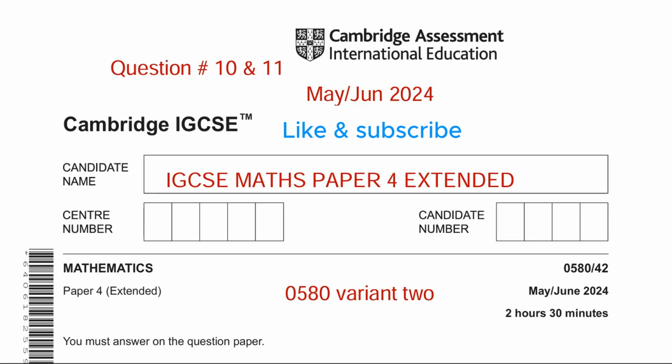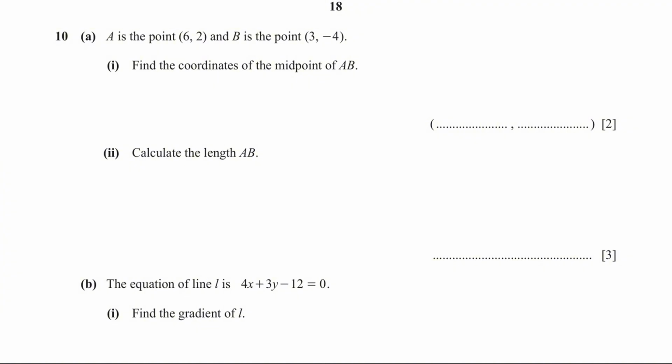In this video, I will work out the Cambridge IGCSE Mathematics Paper 4 for the year 2024, and it is the second variant. In my last video, I finished doing up to question number 9. So today I'm planning to finish question number 10 and 11.